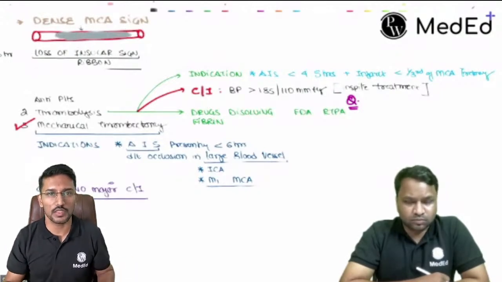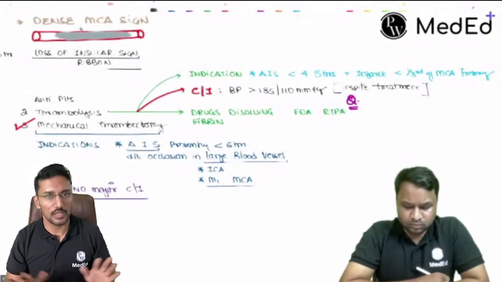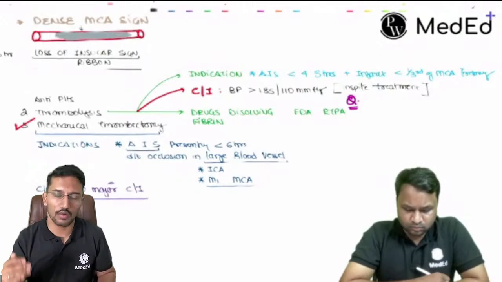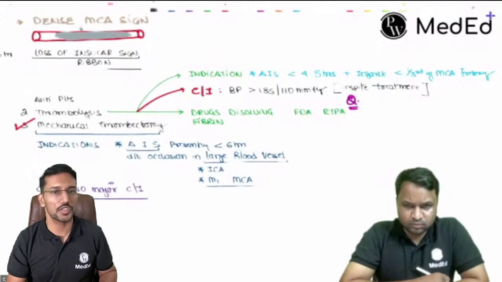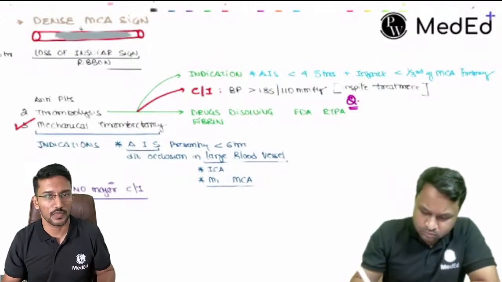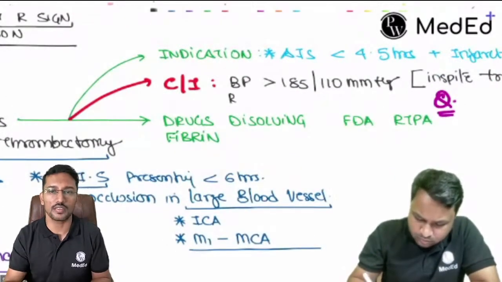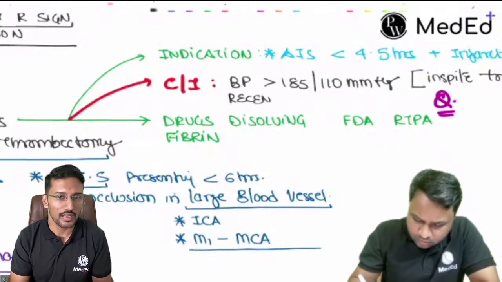Just because the patient presented with a BP of 200/120 doesn't mean it's a contraindication. Make your attempt to bring it down. If you can bring it down, you can go ahead with the thrombolysis. Number 2 important contraindication is recent major surgeries. Any recent major surgery obviously increases the risk of bleeding, and we have to be careful about it.